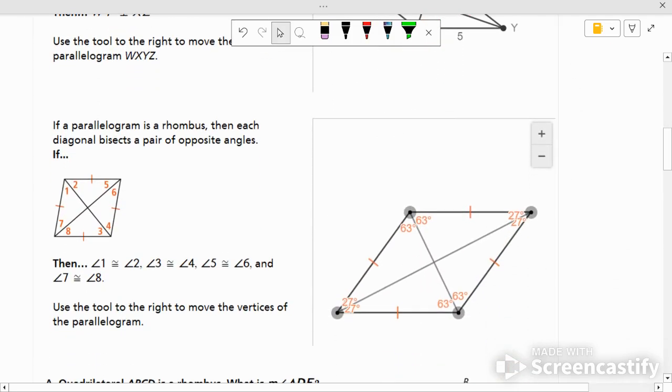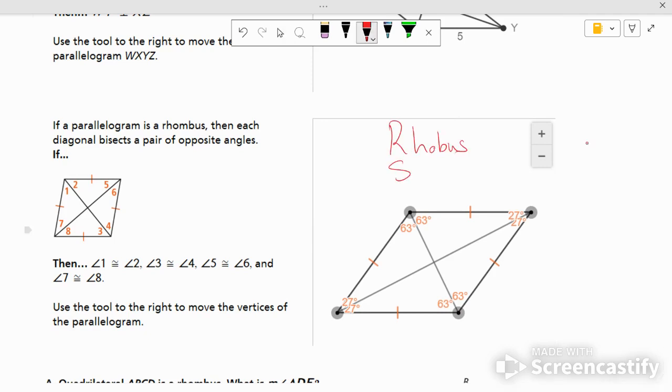The other property for a rhombus that works for both a rhombus and a square is the diagonals bisect opposite angles. So these are cut in half, and they happen to be the same as each other. Okay? And then you'll have 90-degree angles right there. Okay? So this is a 126-degree angle. So it's cut in half. Each side of it's going to be 63. This is a 54-degree angle. Each side of it's going to be 27. It happens in rhombuses and squares.